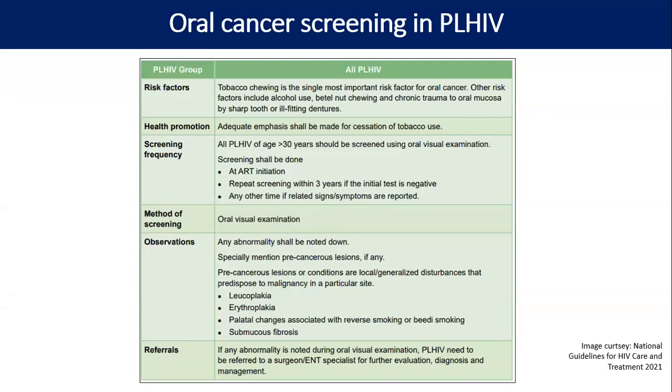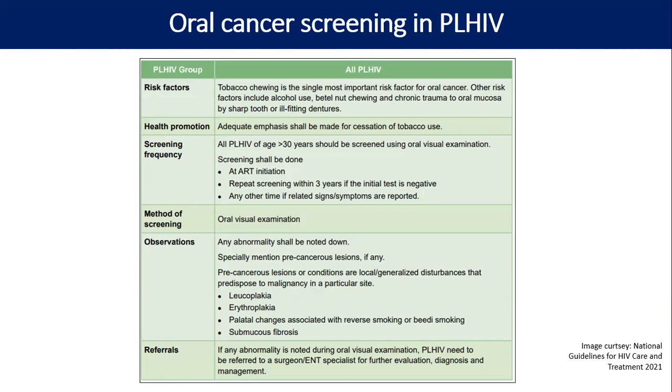For screening of oral cancer, the risk factor is tobacco chewing, and it is the most important risk factor for development of oral cancer. So we should advocate that they give up tobacco, and those who do not take tobacco or betel nut, we should counsel them not to start taking them.